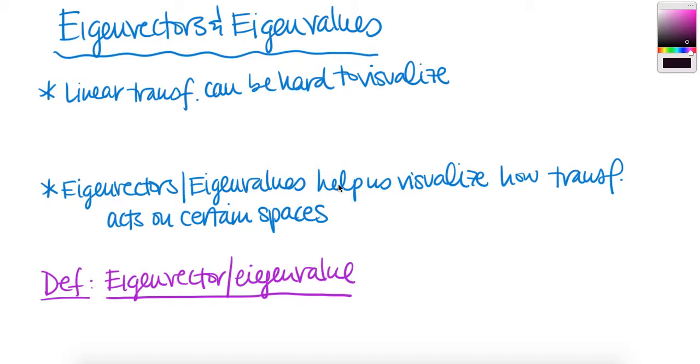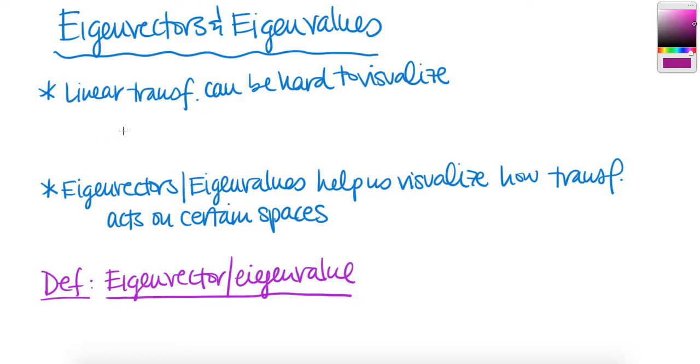Hello! In this video, we are going to be talking about eigenvectors and eigenvalues for matrices. Let's talk a little bit about why we like these and why we need them. Linear transformations can be kind of hard to visualize.